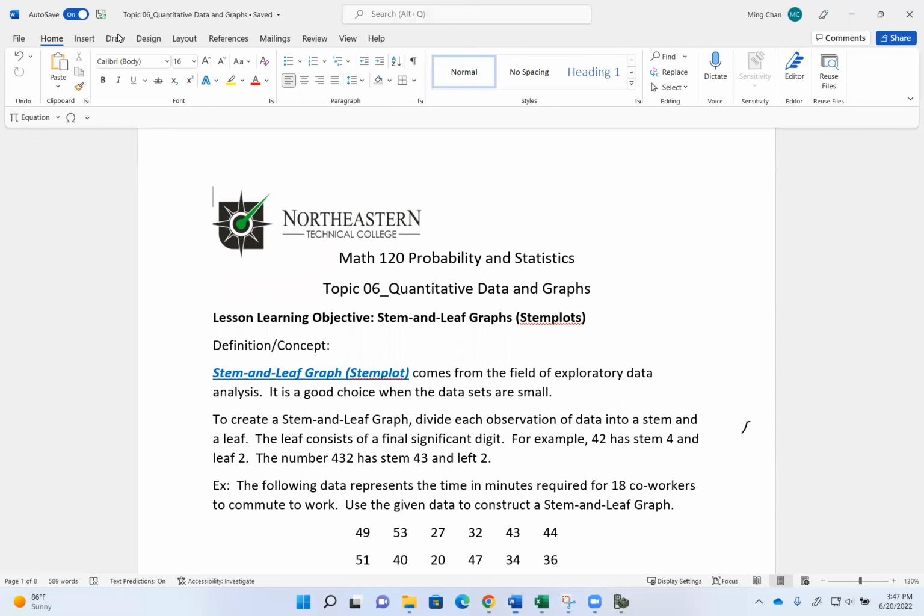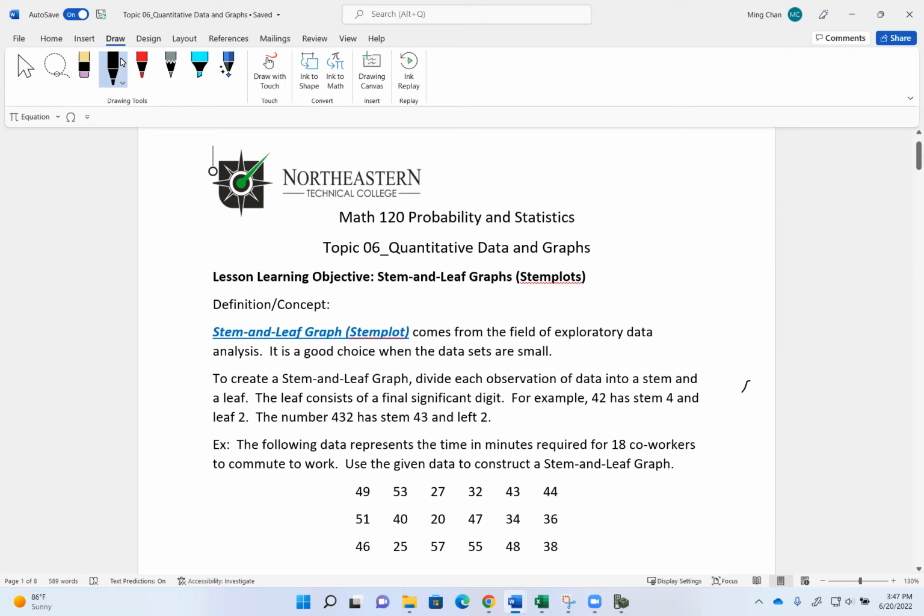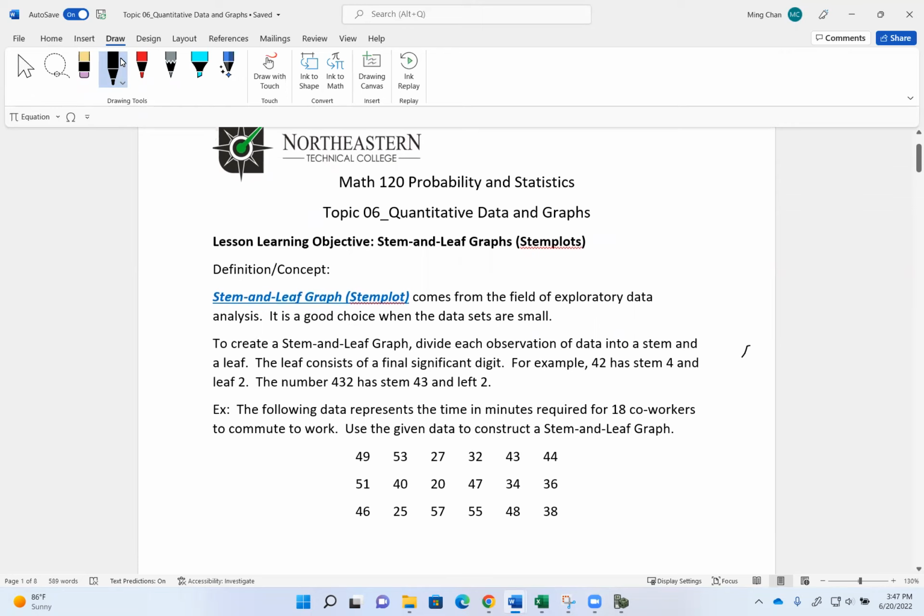Hey everybody, welcome to topic number 6, quantitative data and its graphs. So I introduced the qualitative data before and their graphs. So in this topic, I want to take a look at the quantitative data and its graphs.